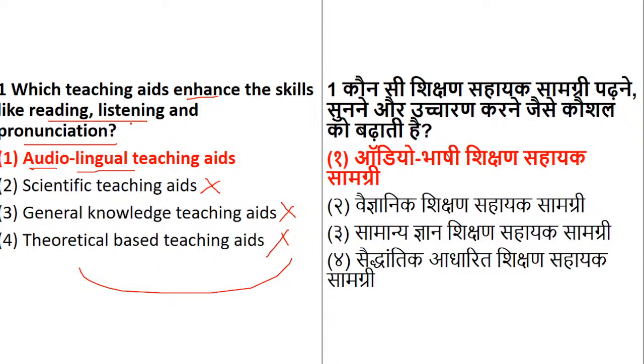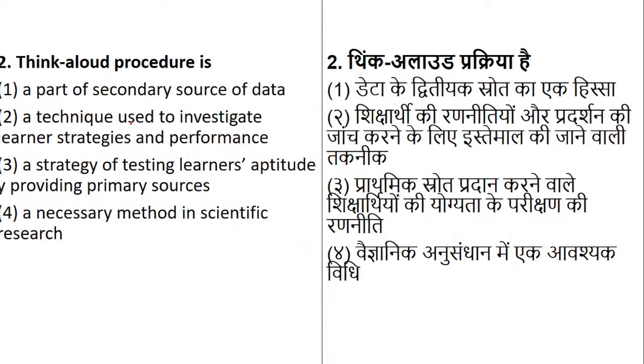Now let's go to question number 2. I did this in my old cycle. I hope students remember this, and that's the reason I purposely brought this question. The think aloud procedure is what? A part of secondary source of data, a technique used to investigate learners' strategy and performance, a strategy of testing learners' aptitude, providing primary sources, or a necessary method in scientific research.